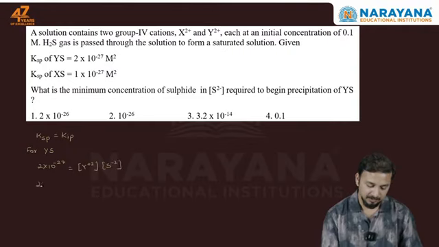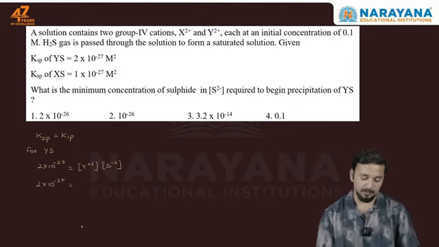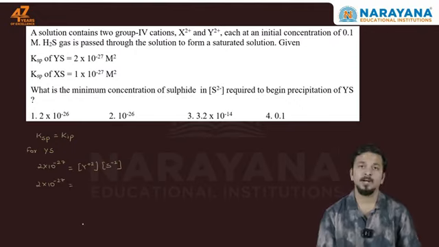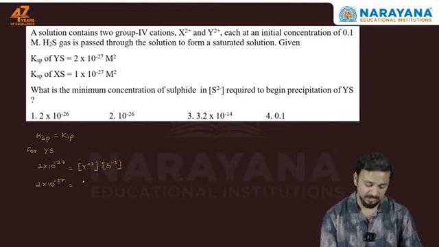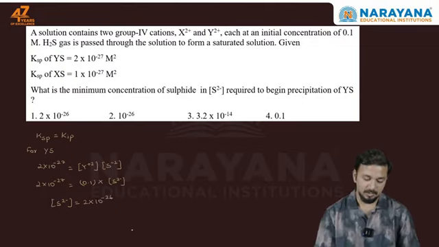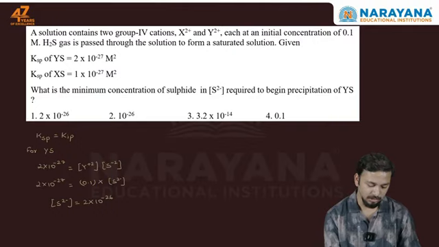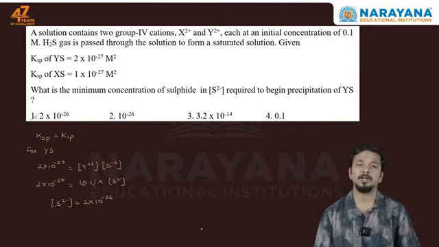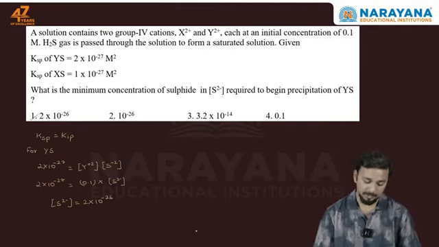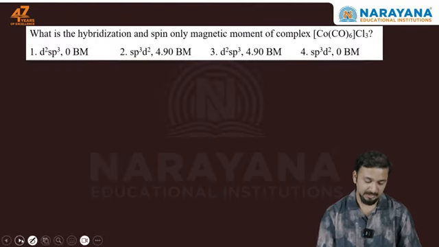So if you substitute the values which are given, we'll get 2 into 10 raised to the power minus 27 is equal to concentration of Y+2, given as 0.1, into concentration of S2-. So from here we can get concentration of S2- will be 2 into 10 to the power minus 26, which means the correct answer for this question is option 1, which is 2 into 10 raised to the power minus 26. Let's see the next question.